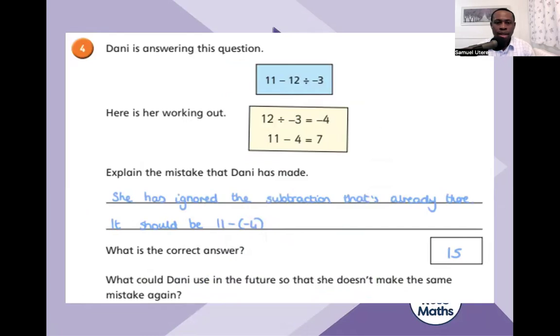All right, here is the answer for question 4. Danny is answering this question, and then here is the question. Here is our working out. Explain the mistake that Danny has made. So Danny has ignored the subtraction that is already there.